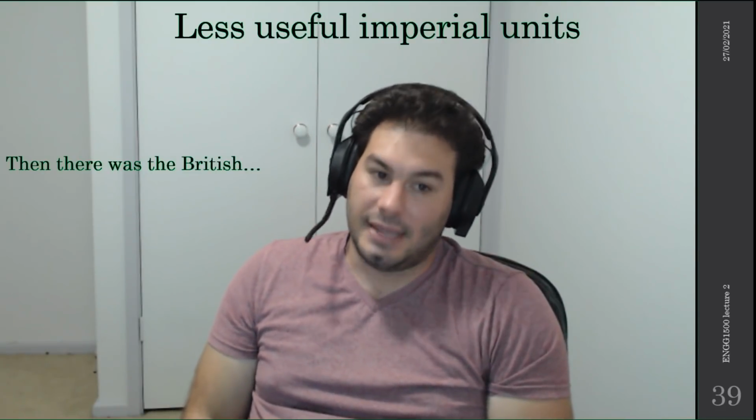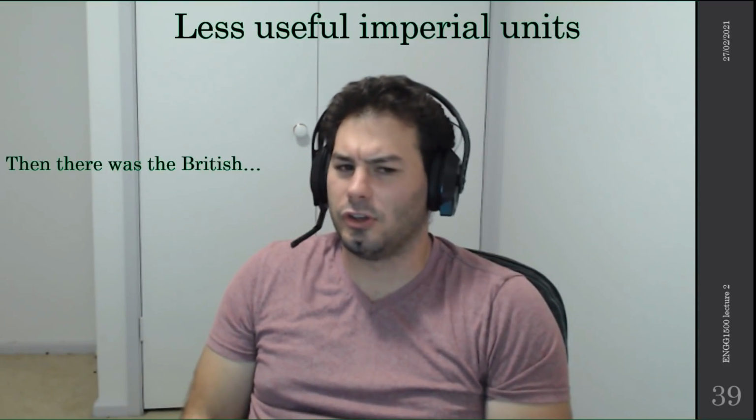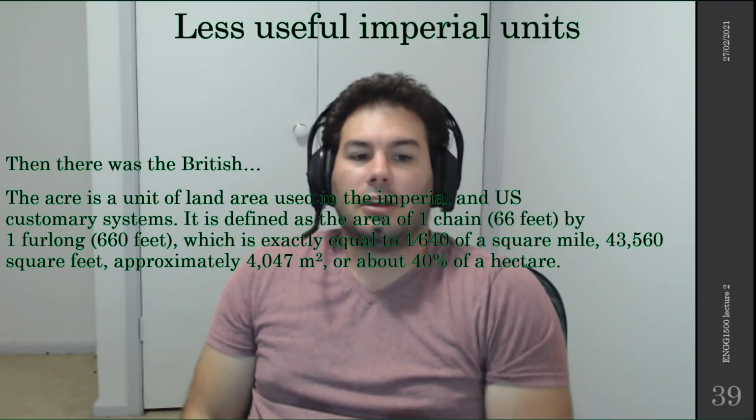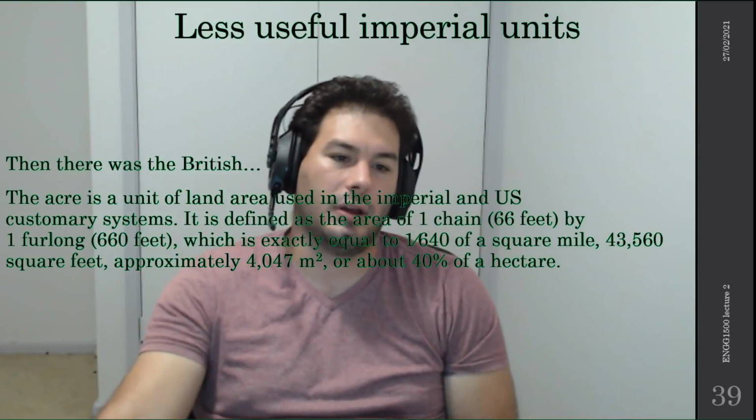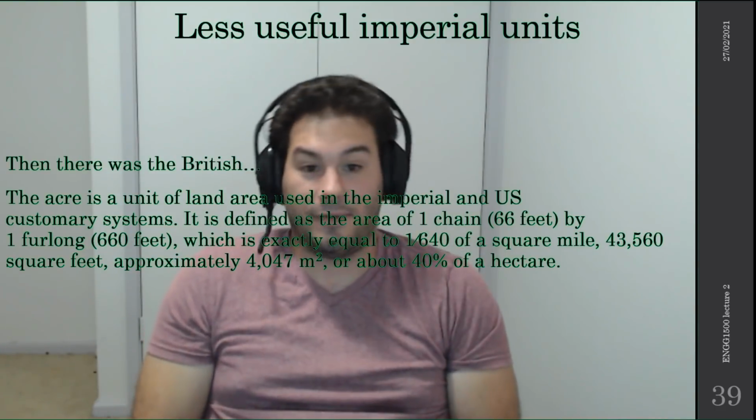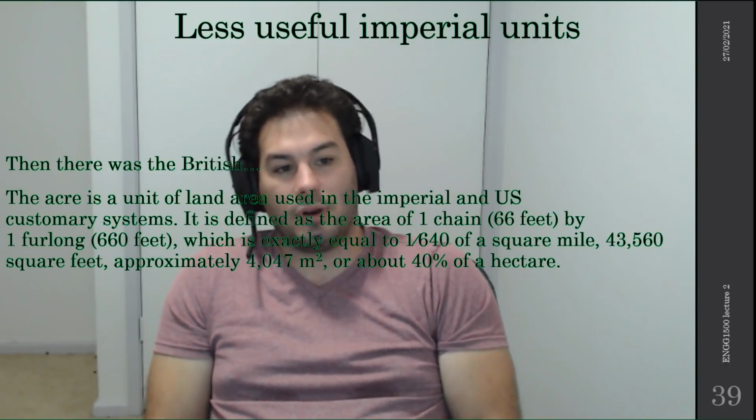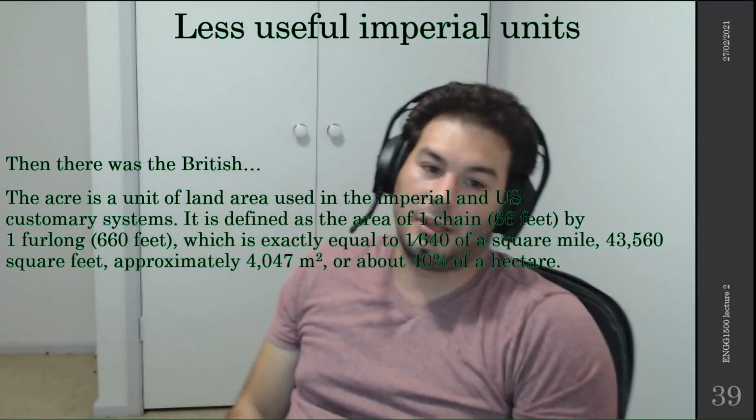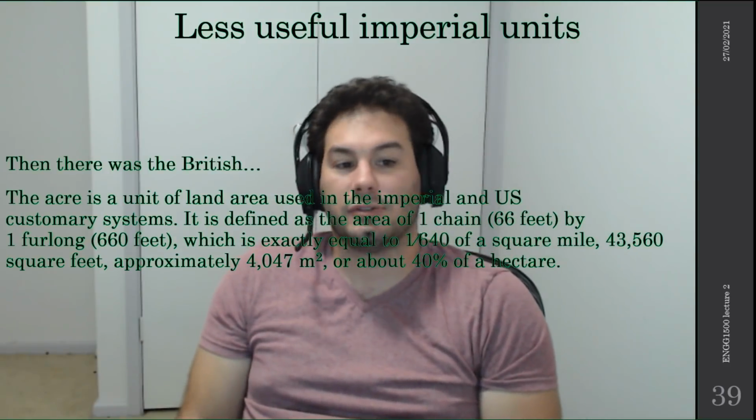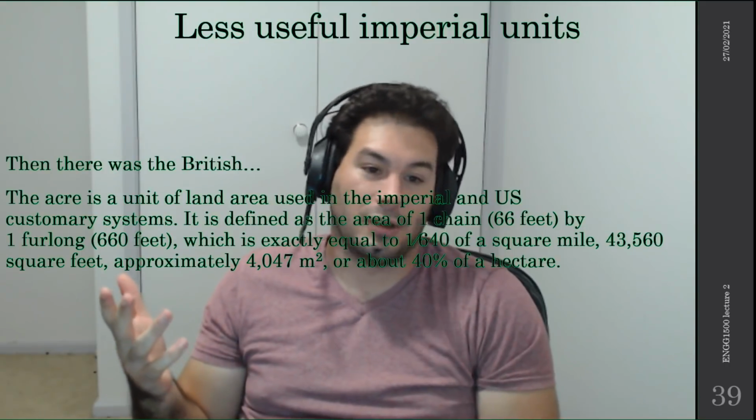So they standardized a bunch of these units, and they standardized them around some not so great things to use as standards. So the redefined acre. It is defined by an area of one chain, which is 66 feet, by one furlong, which is 660 feet, which is equal to 1/640 of a square mile, or 43,560 square feet, approximately 4,047 square meters, or 40% of a hectare. Fantastic. It's an awful unit now. It's still there because history.